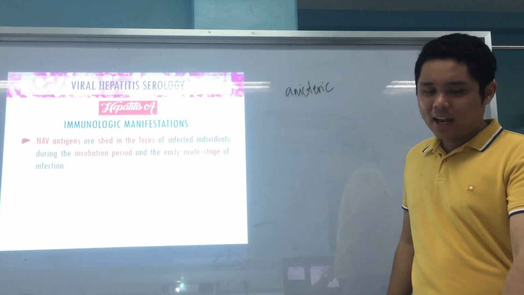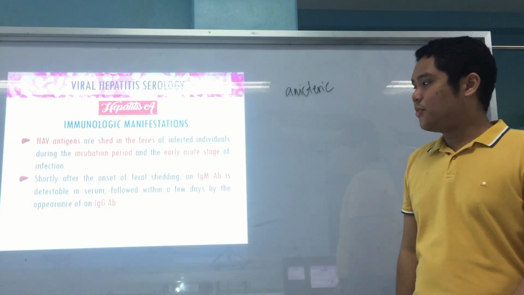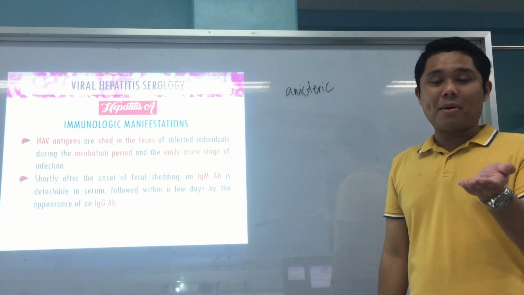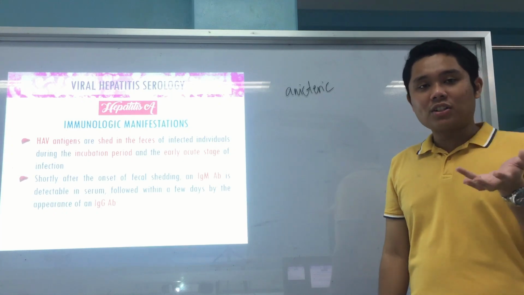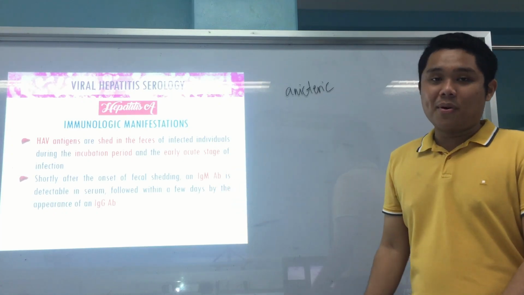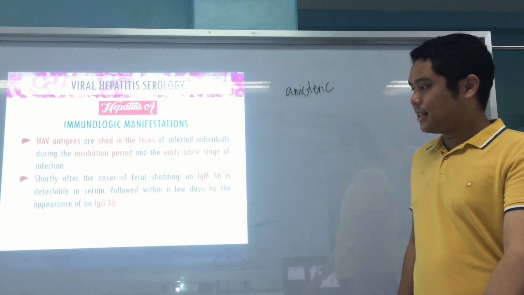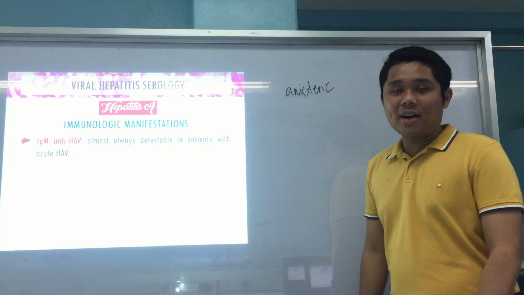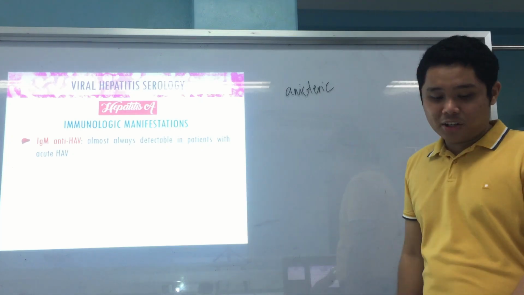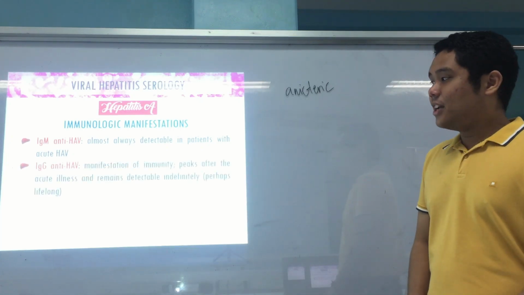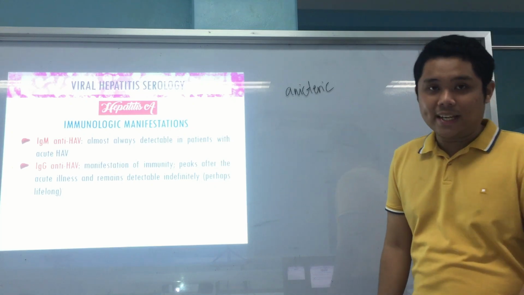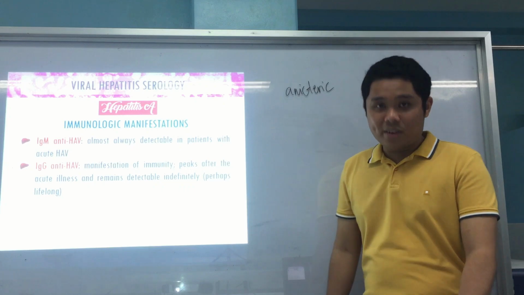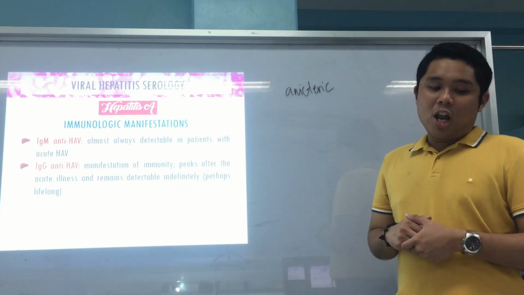Alright. And shortly after the onset of fecal shedding of the antigens, of course, the first antibody to be produced is the primary response IgM. And then, of course, after a while is your IgG within a few days. Now, we go to IgM. Again, anti-HAV IgM is always detectable in patients with acute infection. And, of course, IgG is a manifestation of immunity.